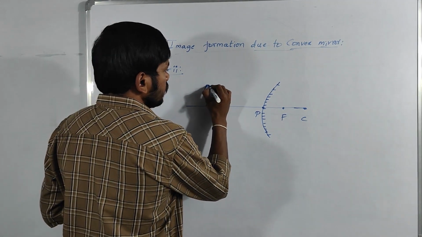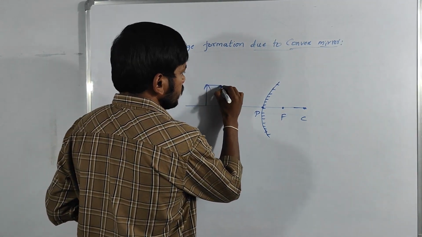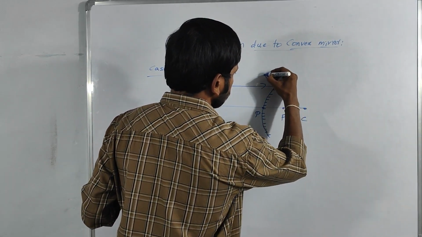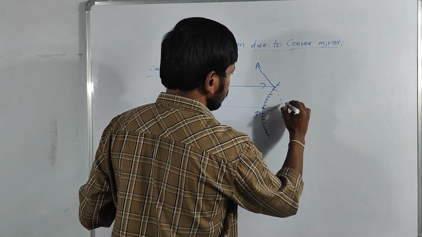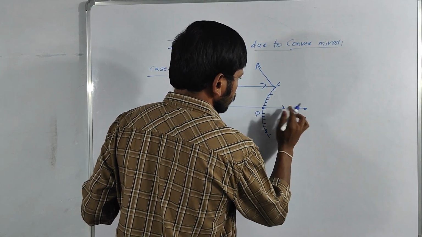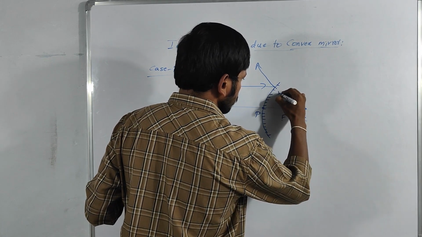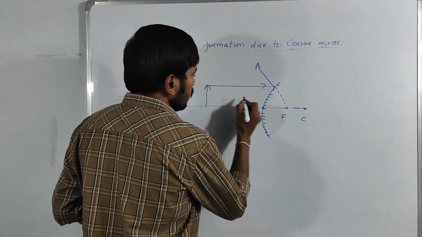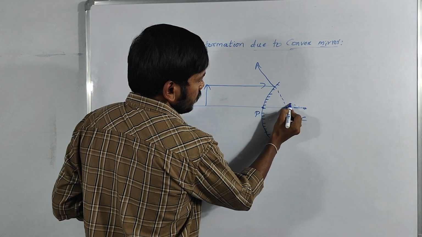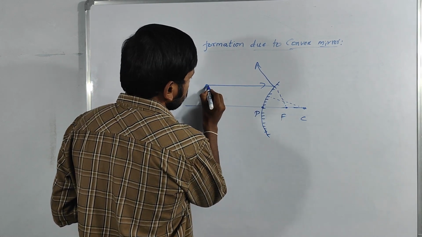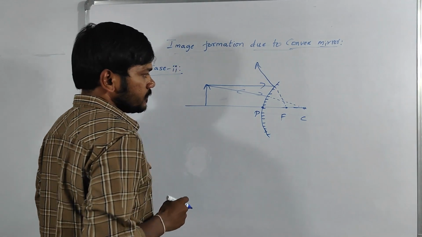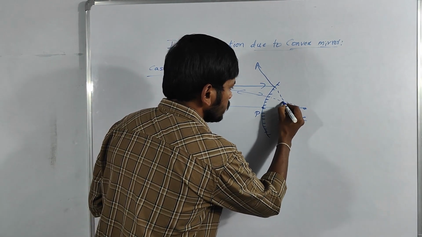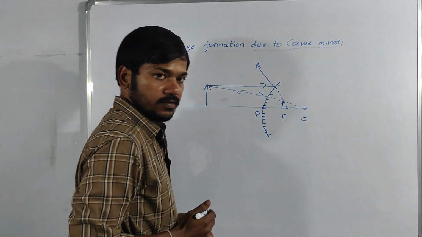So now when the object is kept on the principal axis, the incident ray parallel to the principal axis reflects and passes through the focus. This is a virtual reflection. Okay, now we require one more ray. That means we'll take a normal incidence. It retraces its path. Normal incidence in the sense, incidence onto the center of curvature. Now if you consider, this is how the image is formed.